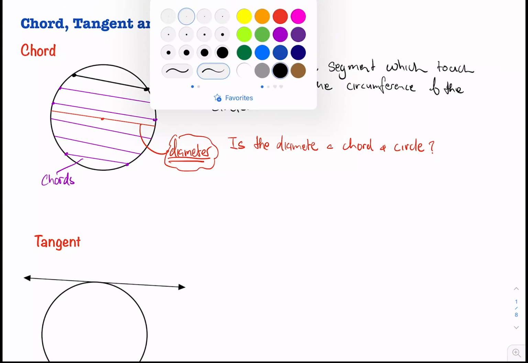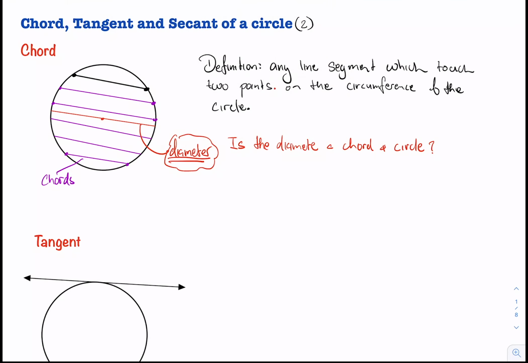Now, a lot of persons don't get this right on their first attempt. But let's think about the definition of the diameter. The diameter is any line segment which touches 2 points on the circumference of the circle but passes through the center. And then let us think about what the definition of a chord is. A chord is any line segment that touches 2 points on the circumference of a circle. So therefore, if we have a chord that passes through the center, then that chord must be a diameter. So the answer to this question is yes. The diameter is a special chord.